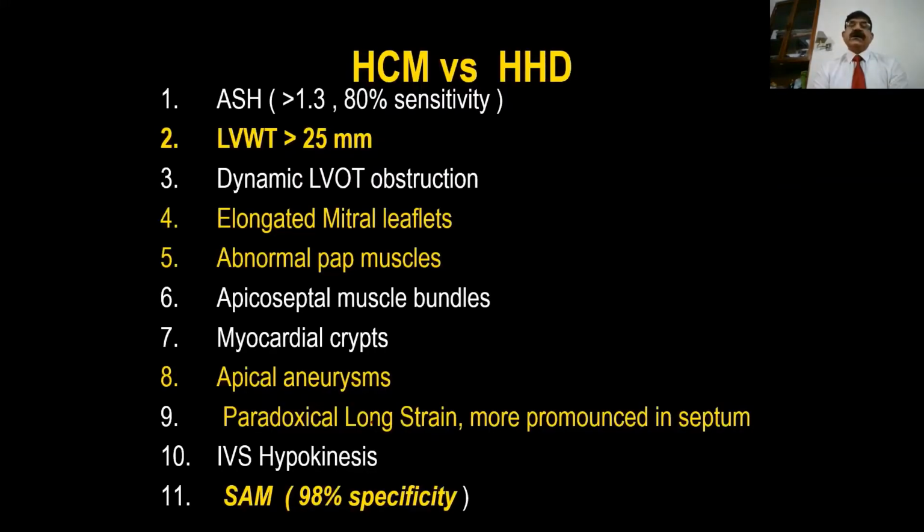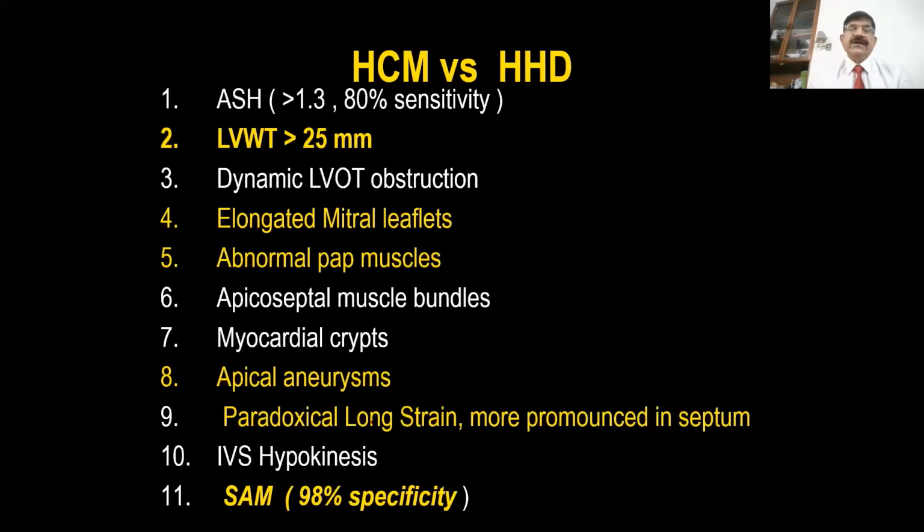Let us summarize hypertrophic cardiomyopathy versus hypertensive heart disease. Asymmetric septal hypertrophy has 80% sensitivity to diagnose hypertrophic cardiomyopathy. Left ventricle wall thickness above 25 is rarely found in a condition other than hypertrophic cardiomyopathy. Dynamic left ventricular obstruction also has a high sensitivity and specificity.